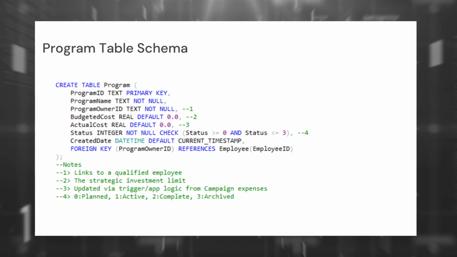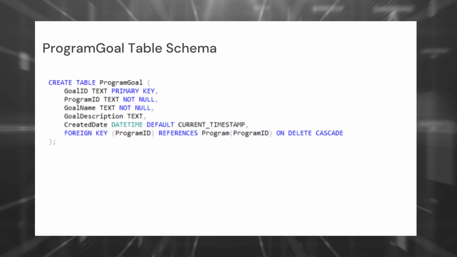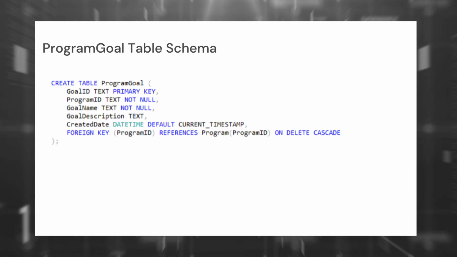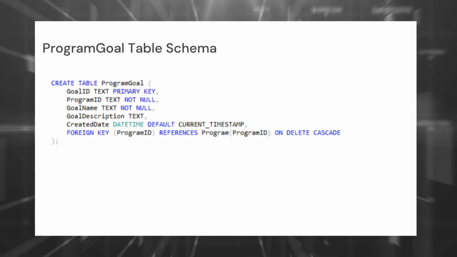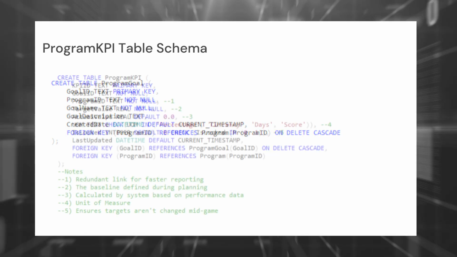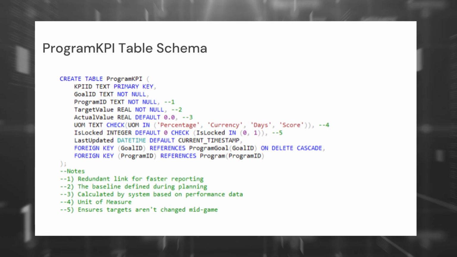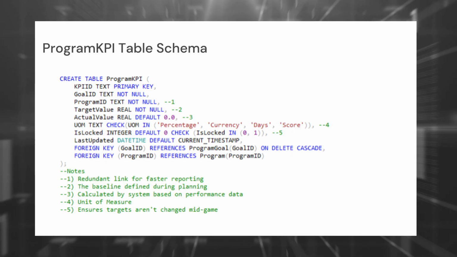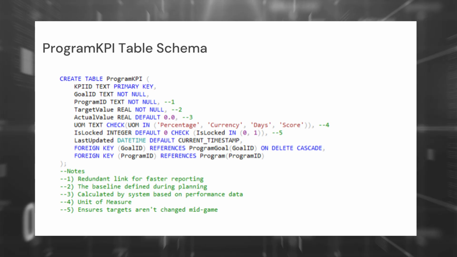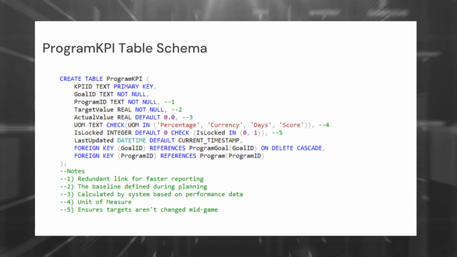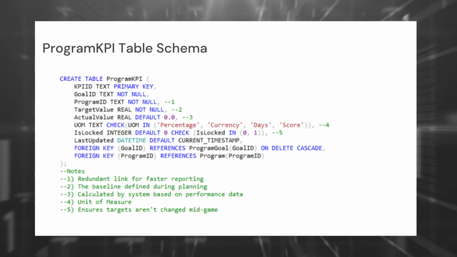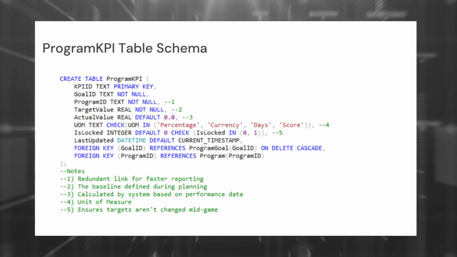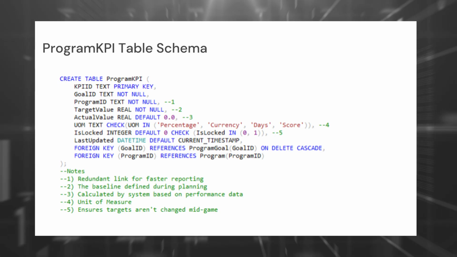Now, to truly measure success, we break down our goals. Program goal houses the qualitative objectives, like acquisition efficiency. But the real power comes from the program KPI table. Here, each goal ID gets a specific KPI ID. Target value is where we lock in our numerical objectives. The 18% lead conversion ratio or the 12,000 rupee customer acquisition cost. Actual value will be updated by our system as data comes in. UOM, our unit of measure, specifies whether we're tracking percentages, currency, or scores.